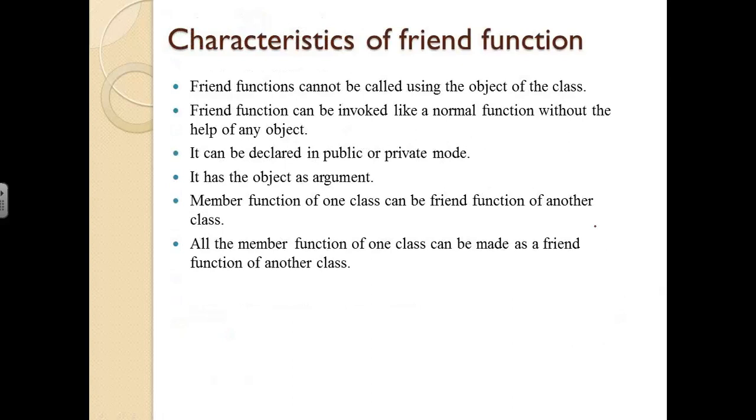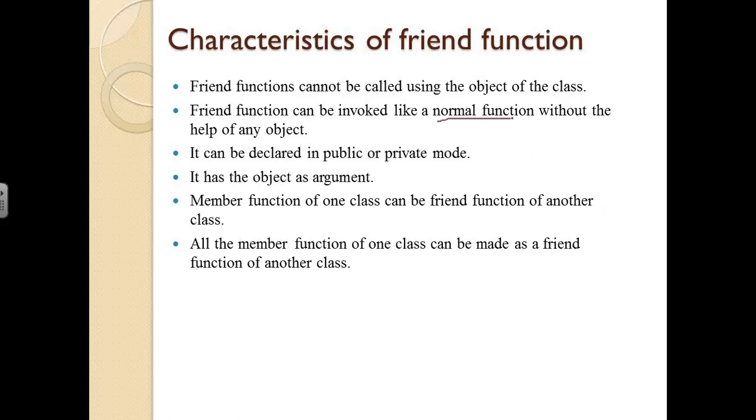Then what are the characteristics of a friend function? The friend function cannot be called using the object. As we know, all the member functions and data members of a class can be accessed from the main program with the help of an object, right? Object dot member function name. But the friend function cannot be accessed using the object. Why? Because the friend function is not a member function, it is a normal function. Since we are making it a friend function, we need to declare it under the class declaration part. So the friend function can be invoked like a normal function.